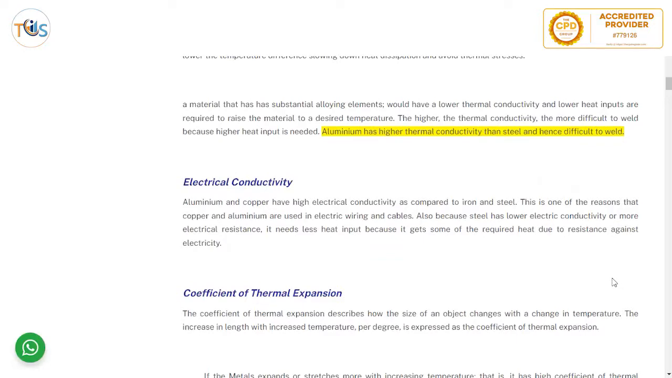Electrical conductivity. Aluminum and copper have high electrical conductivity as compared to iron and steel. This is one of the reasons that copper and aluminum are used in electric wiring and cables. Also, because steel has lower conductivity or more electrical resistance, it needs less heat input because it gets some of the required heat due to resistance against electricity.